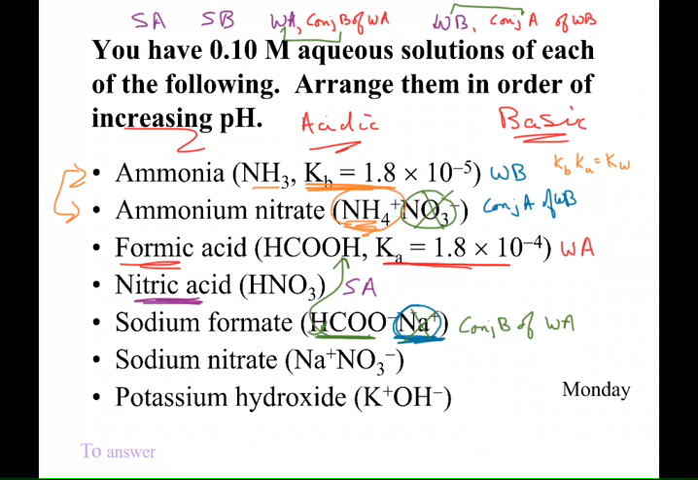So sodium nitrate. Earlier I told you that the sodium is a spectator and the nitrate is also a spectator. So if you dissolve sodium nitrate, it doesn't do anything, because it's not a weak acid, it's not a weak base, and neither the cation nor the anion are conjugates of weak bases or acids. Okay, so what about the last one?